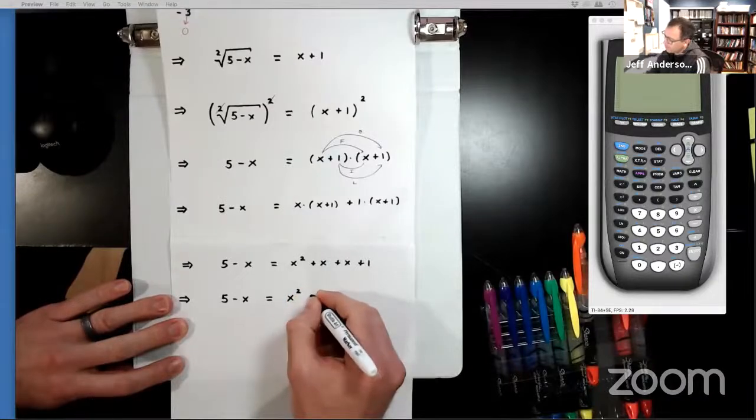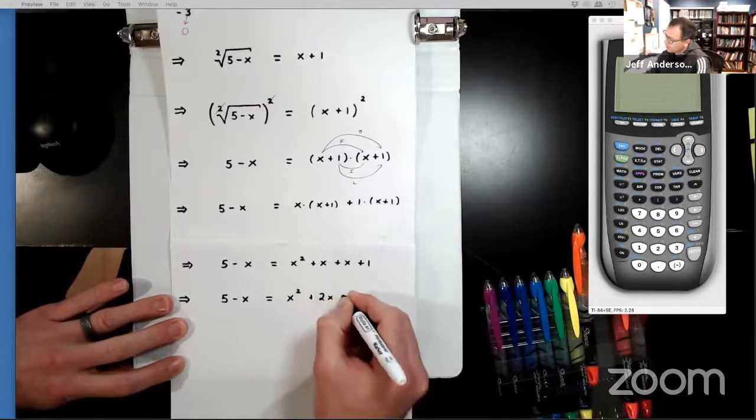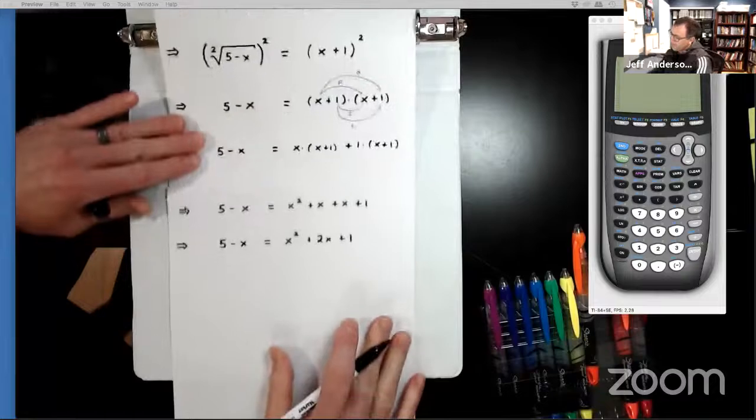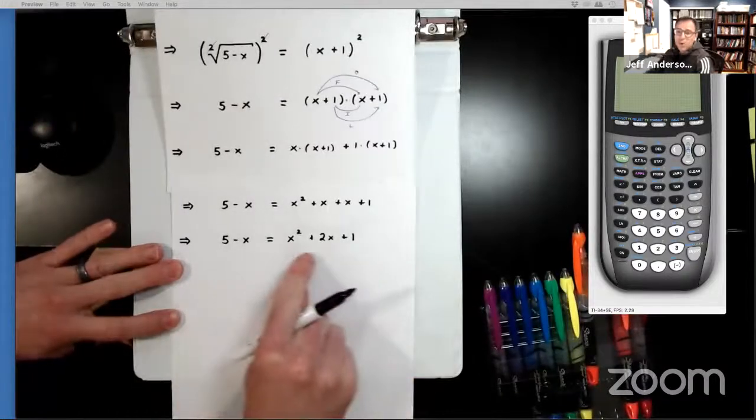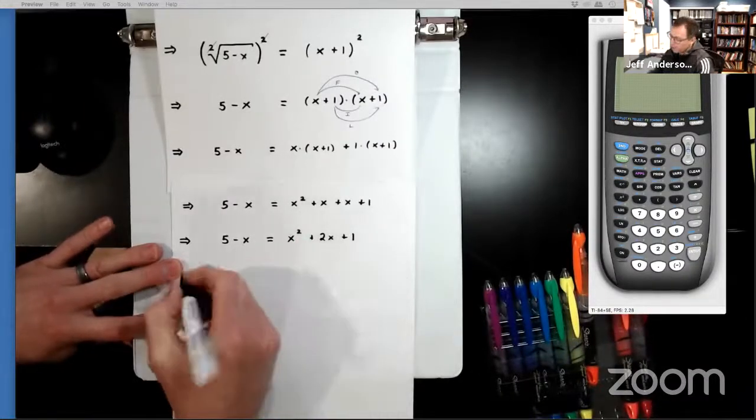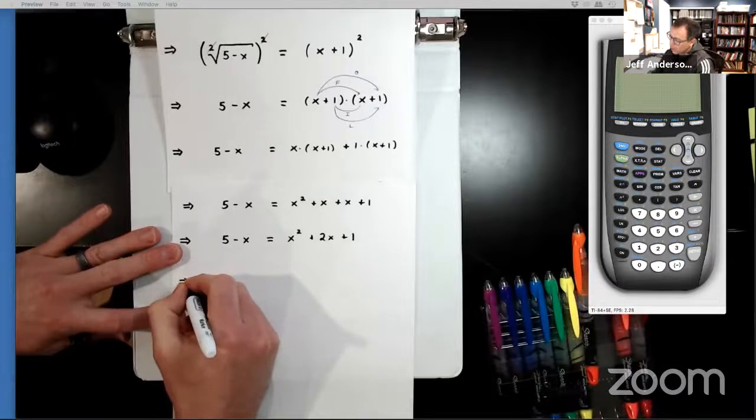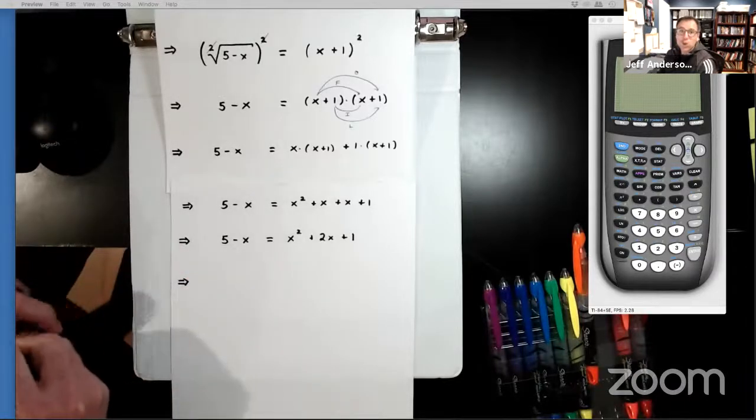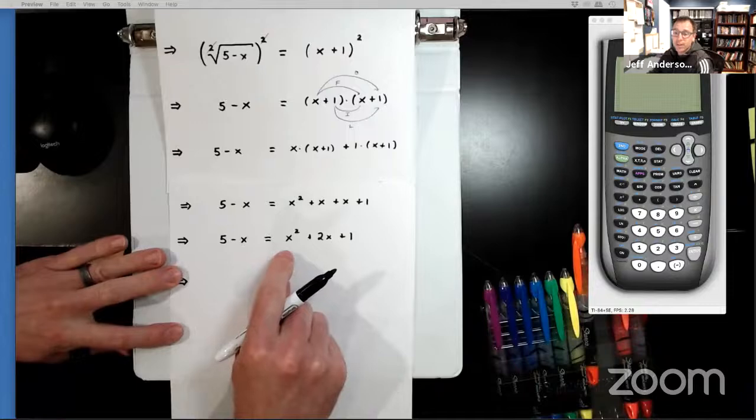So here we've got x squared plus 2x plus 1. Well, now this is what we call a quadratic equation, and I will actually show you some resources that you can use to solve quadratic equations. I have some nice videos on that.